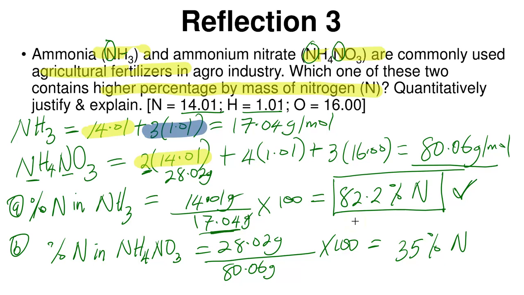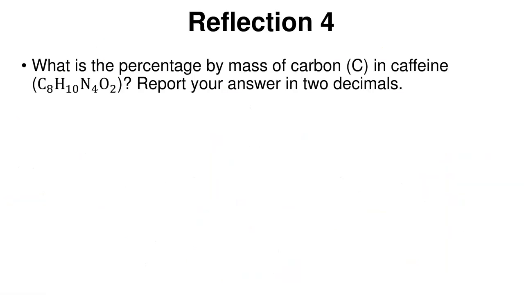All right, having said that, we're going to pick it back to another very wonderful and applied question. Reflection 4. It says, what is the percentage biomass of carbon in caffeine? We are living in a caffeine nation, caffeine economy, where everybody drinks caffeine to get activated in the morning. So now what we're going to do is to calculate the percentage of carbon biomass in caffeine. And this is the formula for caffeine, C8H10N4O2, quite a big number. So report your answer in 2 decimal places.